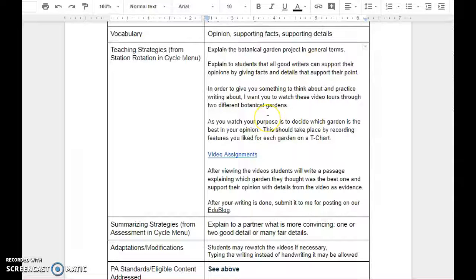So one of the things that I did to sort of integrate these two ideas is that we're going to take a trip, a virtual field trip, thanks to YouTube and Google Classroom, to see two different botanical gardens. One is Hershey's Gardens in Hershey, Pennsylvania, and the other one is Longwood Gardens in Kennett Square. So what I did is I made a link to some great videos that people had shot of the two gardens. So I posted it on my Google Classroom page.